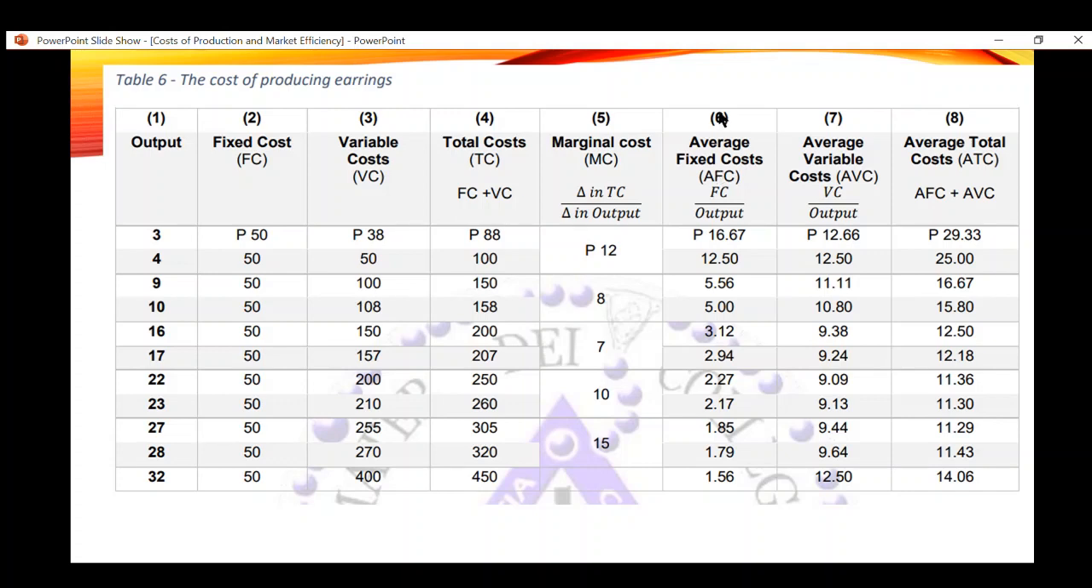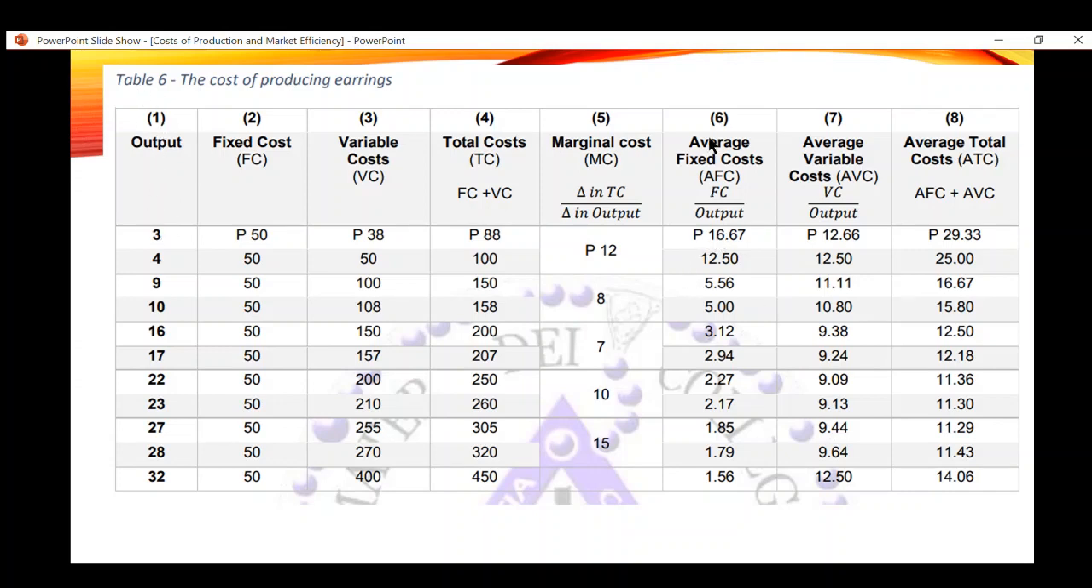That's computed as fixed cost over your outputs. For example, here, our fixed cost is 50 divided by 3. That's 16.67. So where do we get 50 and 3? 50 is from the second column and 3 is from the first column.